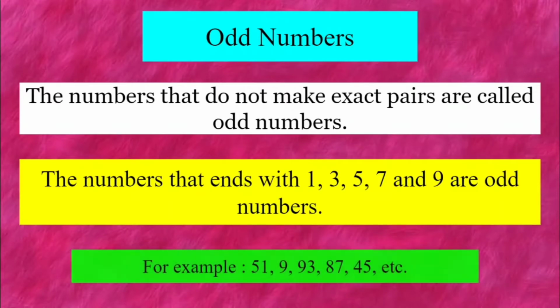For example, 51, 9, 93, 87, 45, etc. are odd numbers. So here all the numbers are ending with 1, 3, 5, 7 or 9 and therefore they are odd numbers.